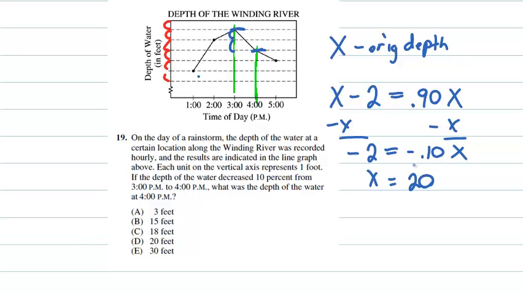We have to be careful though, because they want to know what our depth was, not originally. They want to know what it is at 4 p.m. So it had gone down 2 feet from the original 20. So it's 20 minus 2, which is 18. So the right answer there would be C, 18 feet.